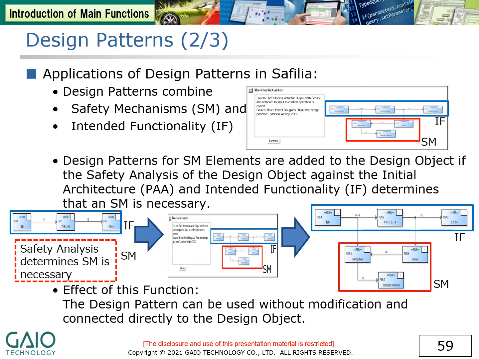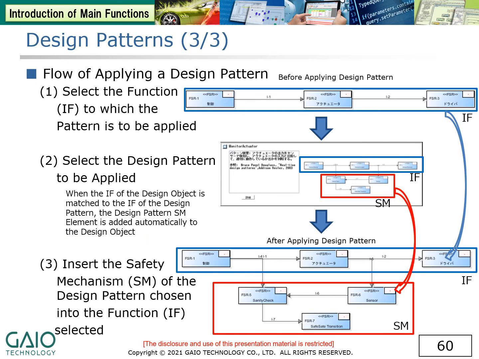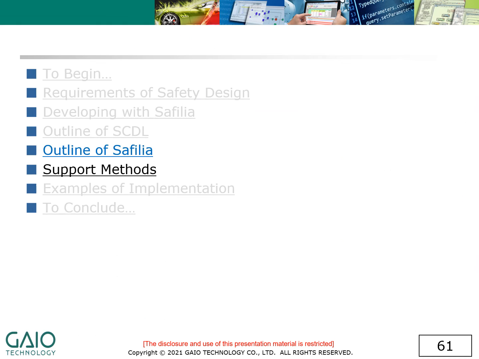These design patterns combine the safety mechanism and intended functionality into a single entity, if the safety analysis determines this to be necessary. Thus, the design patterns can be used without the need for case-specific modification. So merely by selecting the function to which the pattern is to be applied, and the pattern to be used, the safety mechanism is selected automatically and inserted into the function when the pattern is applied.